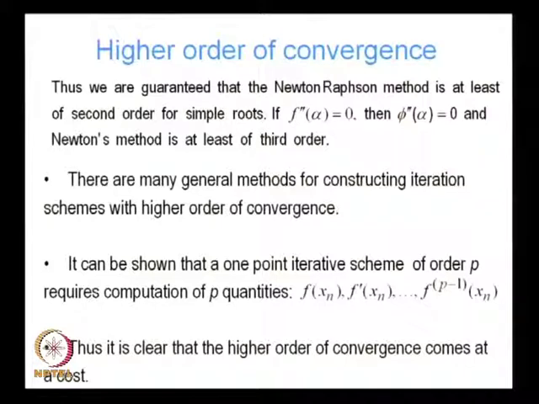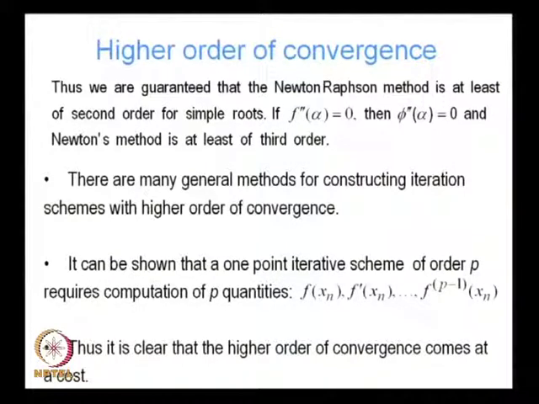Thus, we are guaranteed that the Newton-Raphson is at least quadratically convergent for simple roots. If in addition f double prime(alpha) is equal to 0, then we can show that phi double prime(alpha) is equal to 0. In that case, the Newton-Raphson convergence is going to be at least of third order, because the second derivative is 0, and the third derivative may or may not be 0. If it is not 0, then it has to be third order. If it is 0, then we are going to have even higher order convergence.